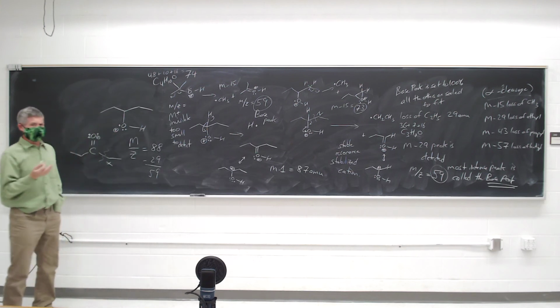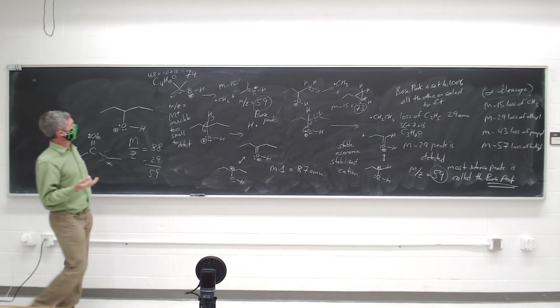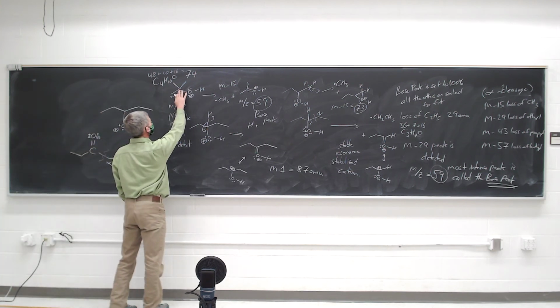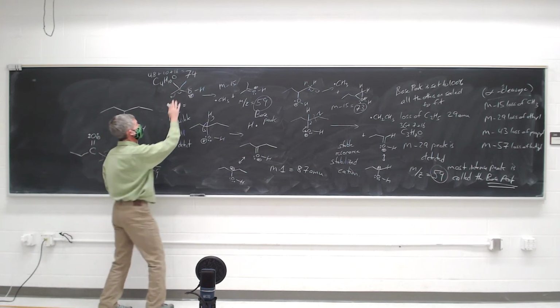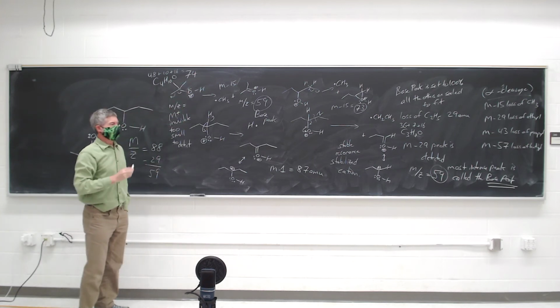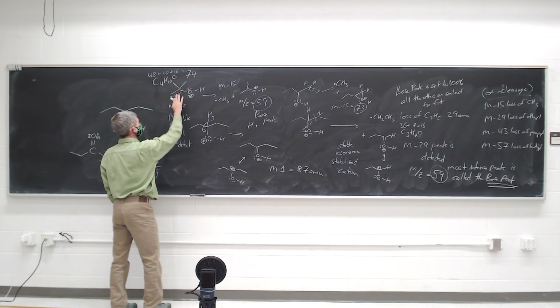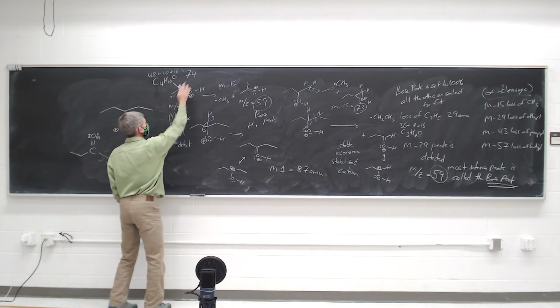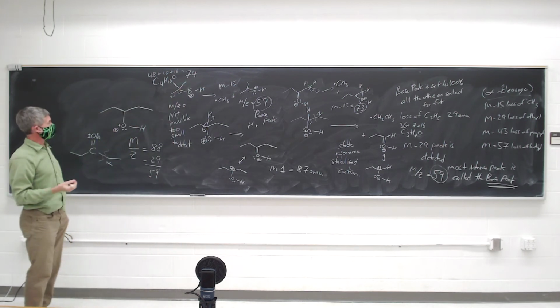So anytime you have an alcohol, it is common to cleave between the carbon that's attached to the oxygen and the next one, which would be considered the alpha carbon, right? So this is the carbon that's actually attached, that's the alpha carbon, and that's why it's called an alpha cleavage.